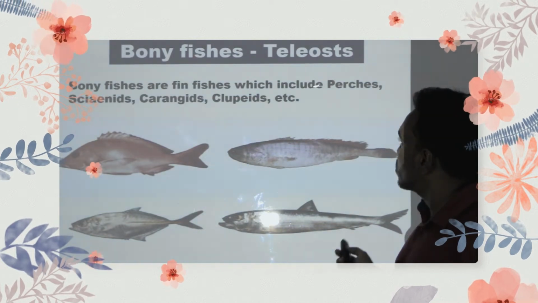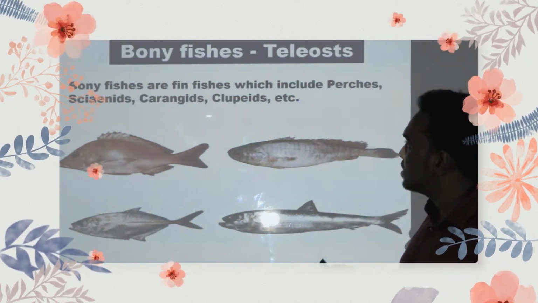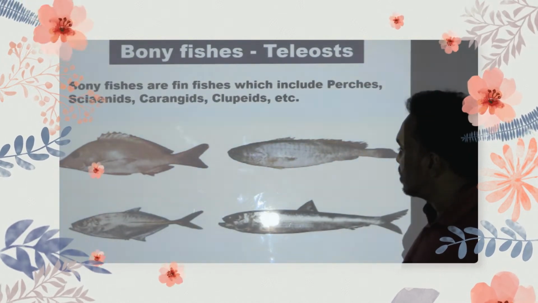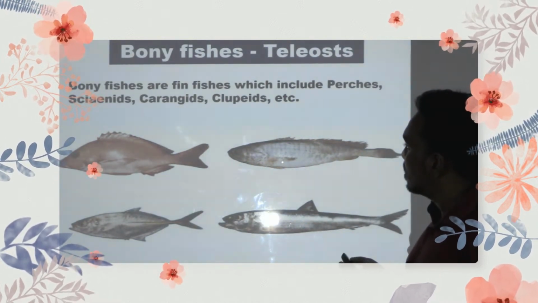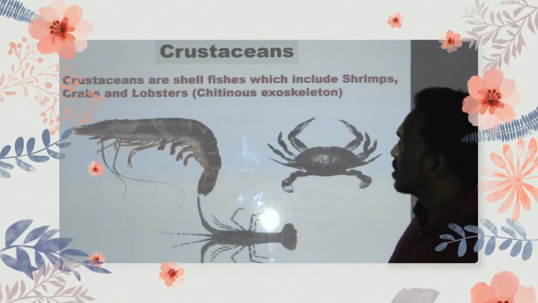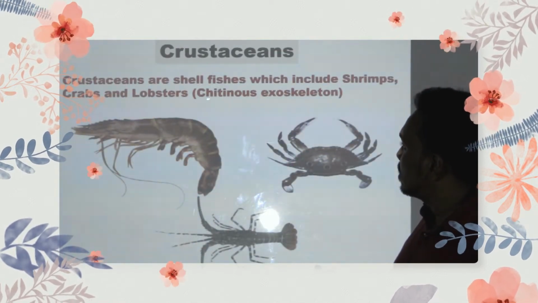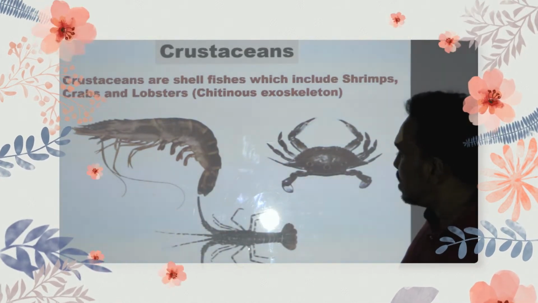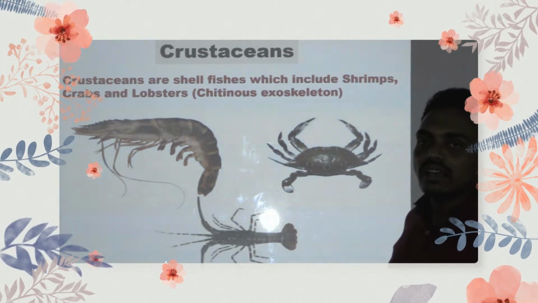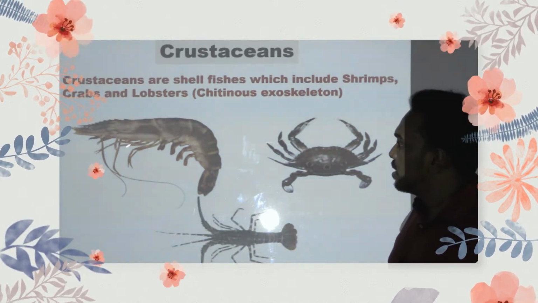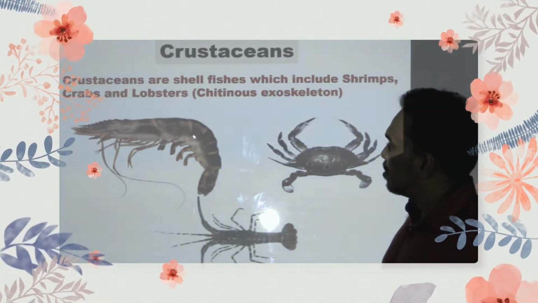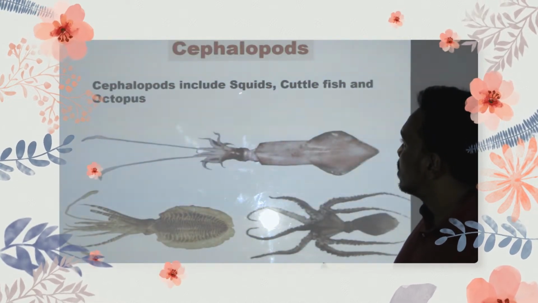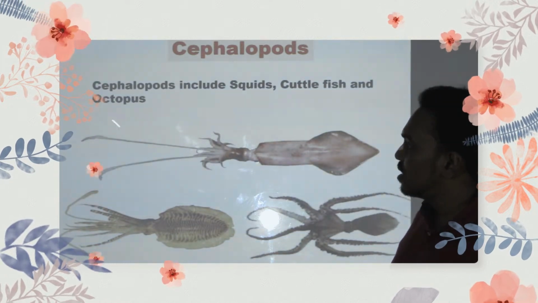These fishes comprise perches, sciaenids, carangids and clupeoid forms. This is a perch, this is a carangid fish, this is a clupeoid form, and this is a sciaenid fish. Crustaceans are also called shellfishes, which include shrimps, crabs and lobsters. They have a chitinous exoskeleton. The external shell is a rich source of chitin. The cephalopods include squids, cuttlefishes and octopuses.